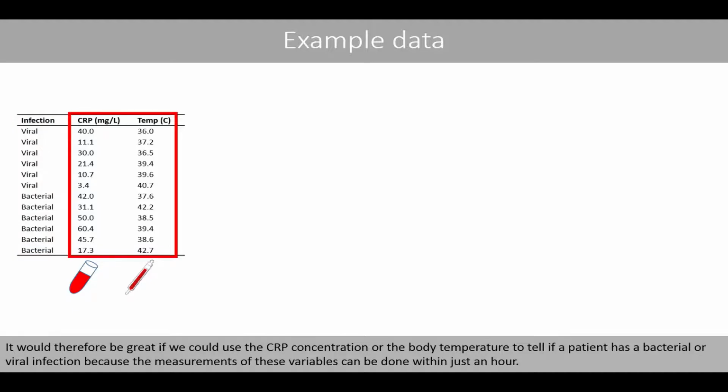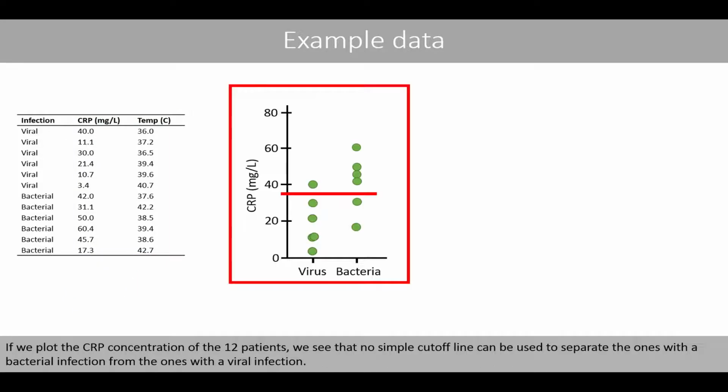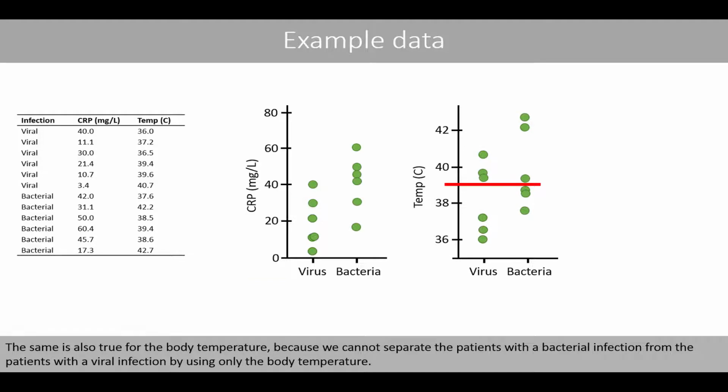It would therefore be great if we could use the CRP concentration or the body temperature to tell if the patient has a bacterial or viral infection, because the measurements of these variables can be done within just an hour. If we plot the CRP concentration of the 12 patients, we see that no simple cutoff line can be used to separate the ones with a bacterial infection from the ones with a viral infection. The same is also true for the body temperature, because we cannot separate the patients with a bacterial infection from the patients with a viral infection by using only the body temperature.